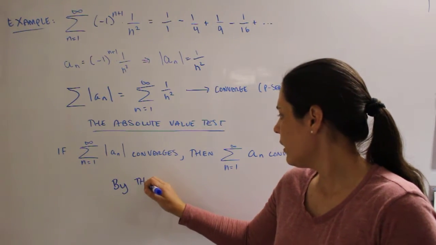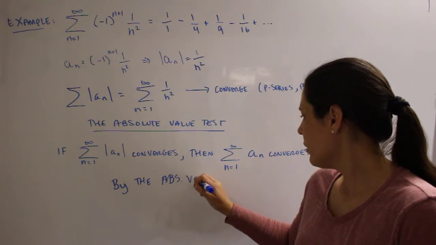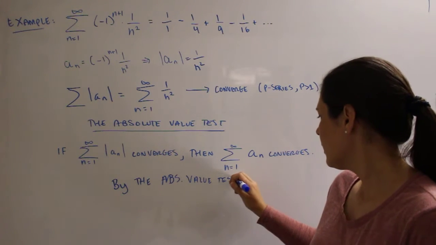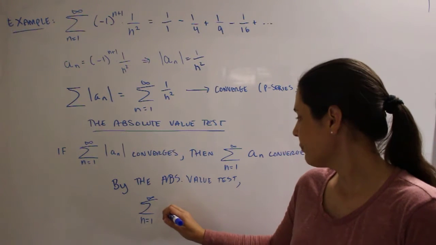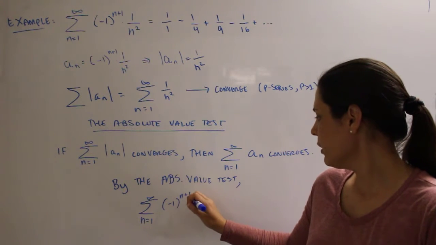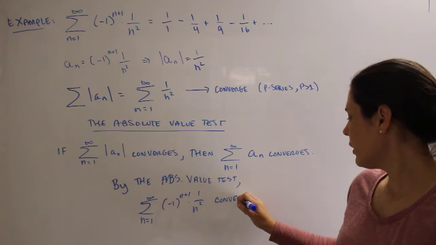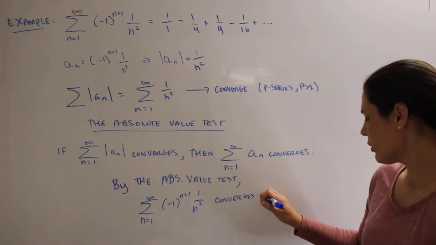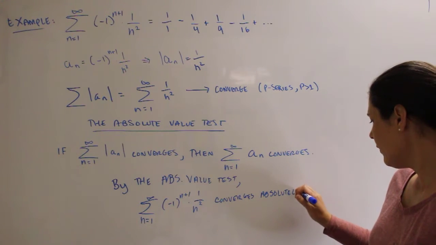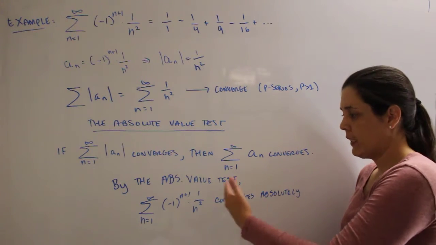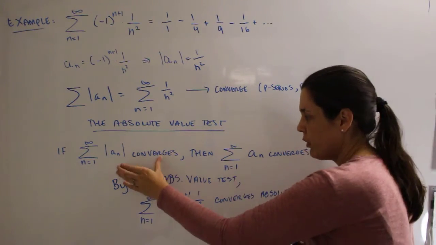So we can say by the, and I'm going to abbreviate, absolute value test, our series that we were initially looking at from 1 to infinity of -1 to the n plus 1 power times 1 over n squared converges absolutely, or is absolutely convergent. So converges absolutely, and then you can leave it like this, or you can say that because it converges absolutely, that it therefore just converges. So because this converged, this converges.